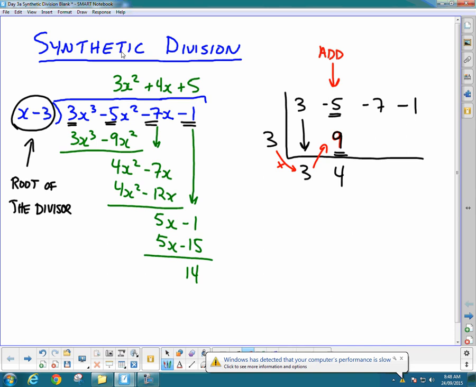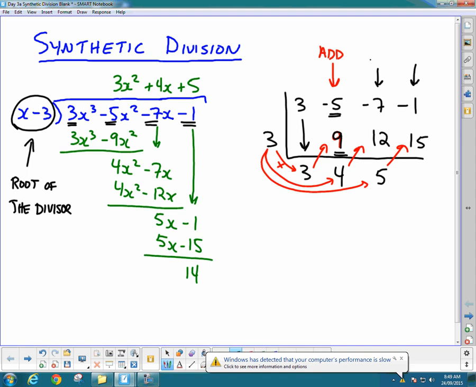Next, we follow the same process. We take our 3, we multiply it by the 4, and we put our answer up here. So 3 times 4 is 12. Next, we add again. So add these: 12 and negative 7 is 5. And repeat. 3 times 5, put our answer up here, is 15.